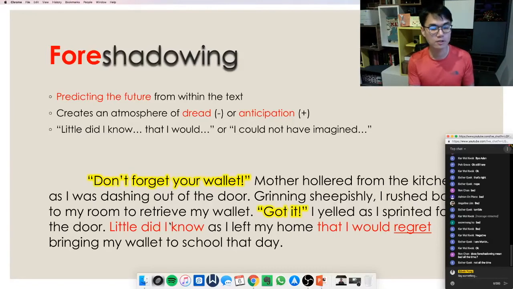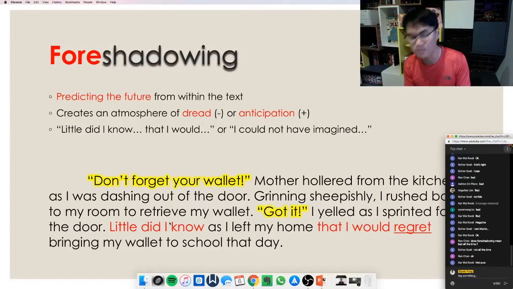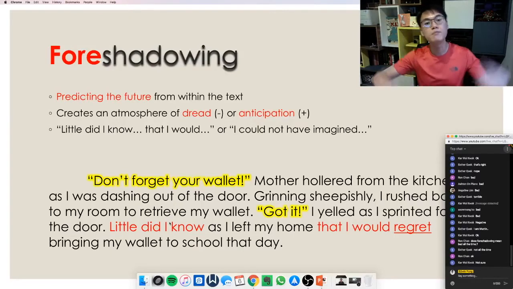In this case, because the story is about a negative experience, bullying, the foreshadowing would be about something bad happening, right? But if it's about a surprise party or a birthday gift, then the foreshadowing could be about something very positive. So for example, I might say, as I left my home, I had a frown on my face, but little did I know that the day would end with me leaping for joy.